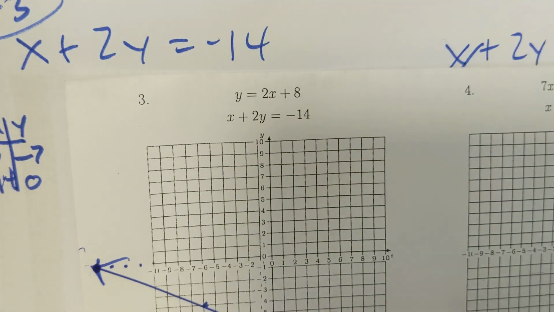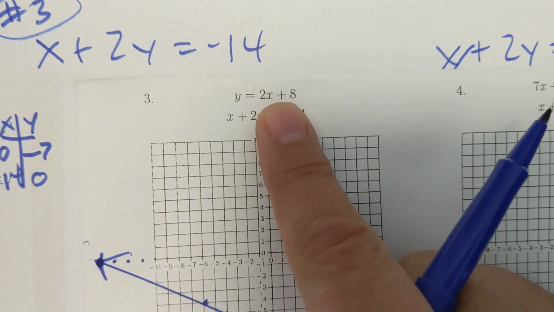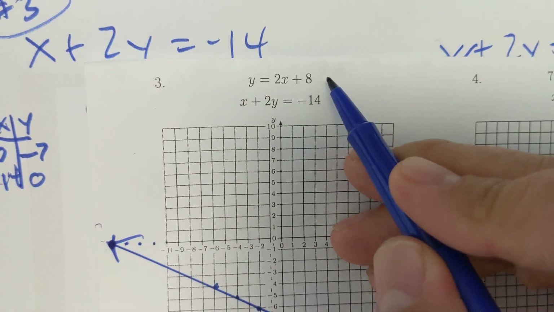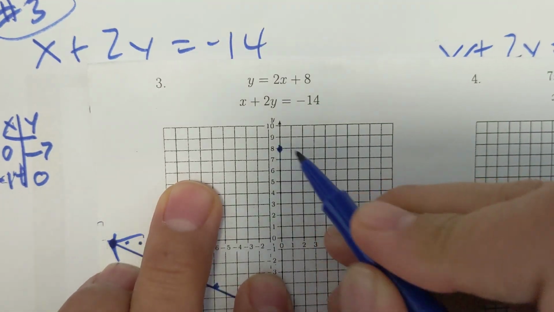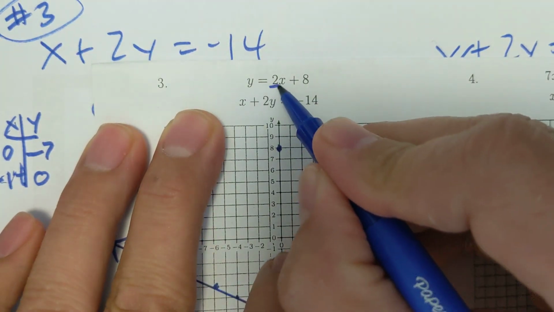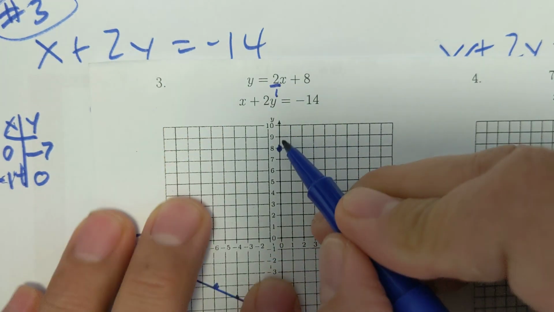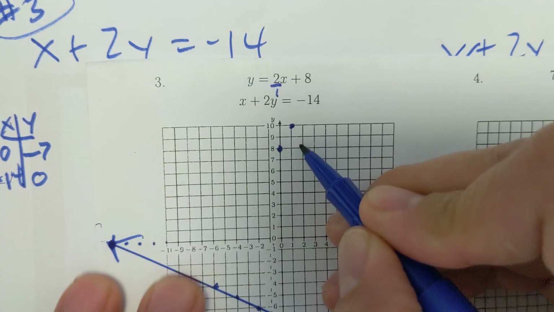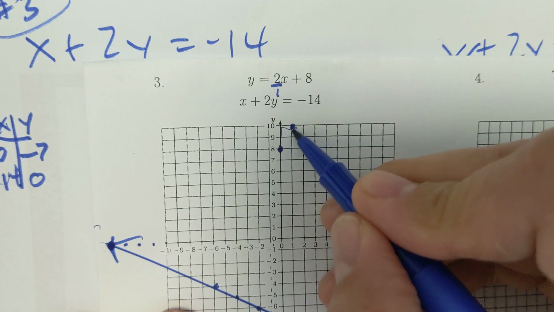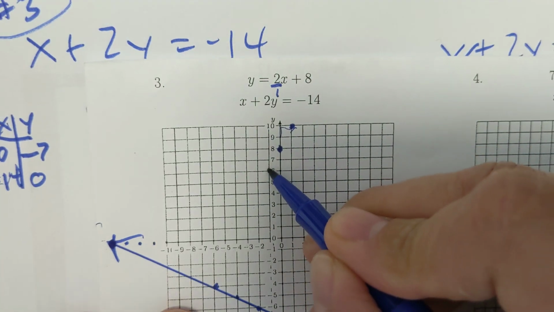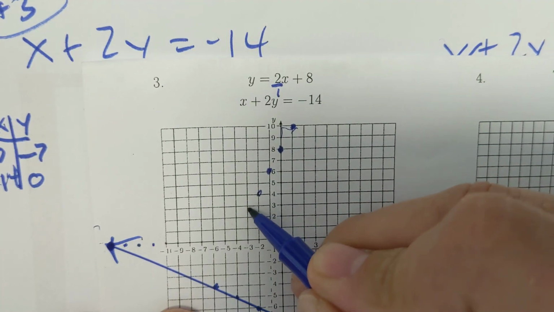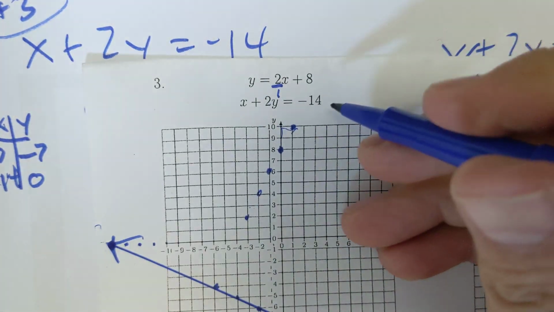Alright, so the first equation is much shorter. That one's already in slope-intercept form. We have a y-intercept of 8, and our slope is 2 over 1. So from here we're going to rise 2, run 1. Once again, I'm out of space, so continue the pattern backwards. So here, here, here, and so forth.